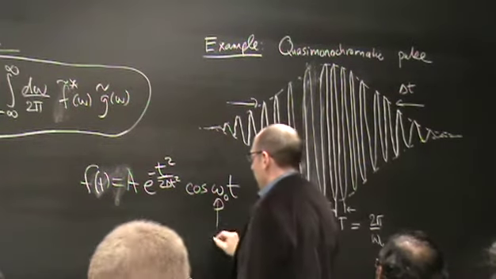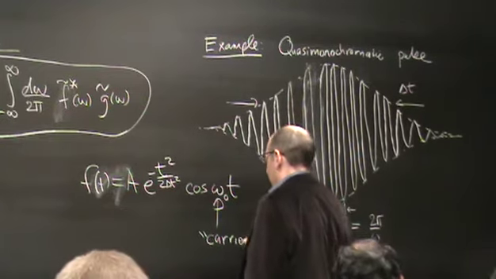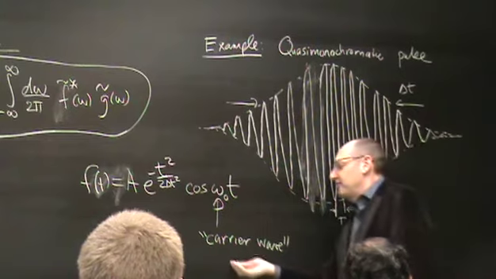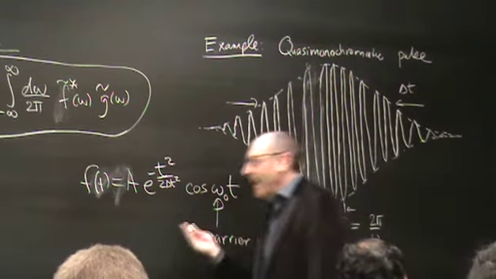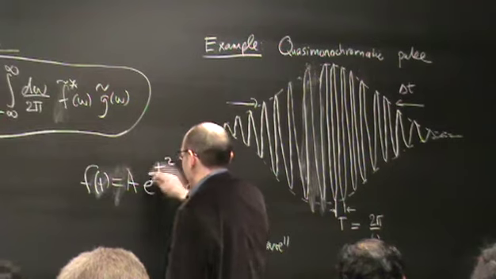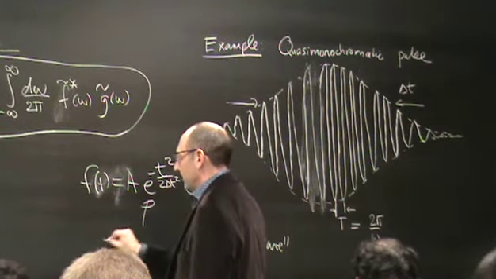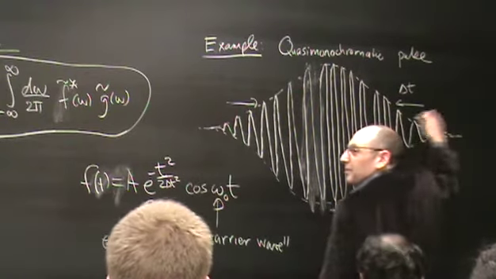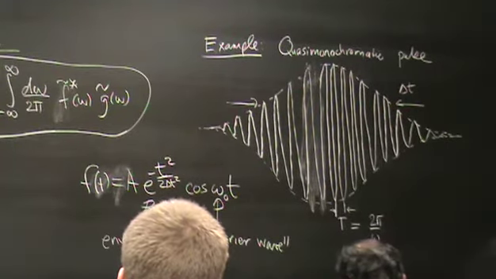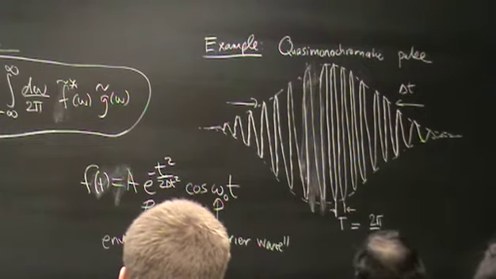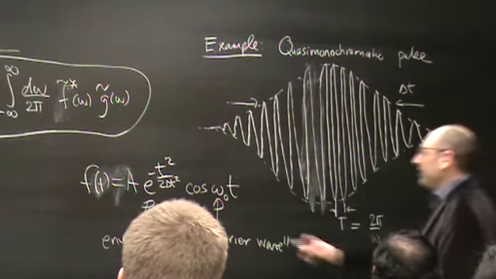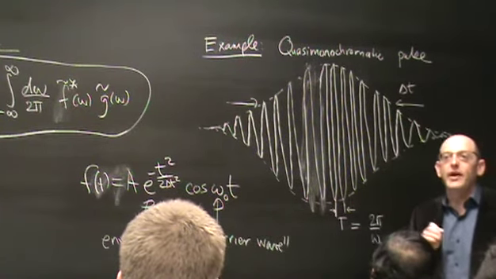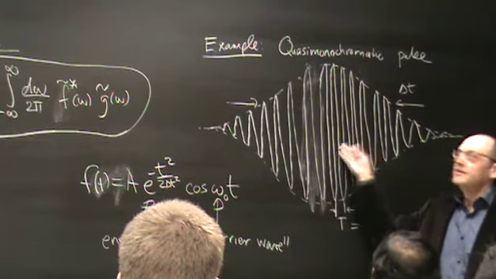This is sometimes known as the carrier wave. This is radio language. All the signal is modulated here. This is known as the envelope. This is the envelope of this pulse. Okay. So all the signal is on this carrier. So the question is, what is the Fourier transform of this signal?